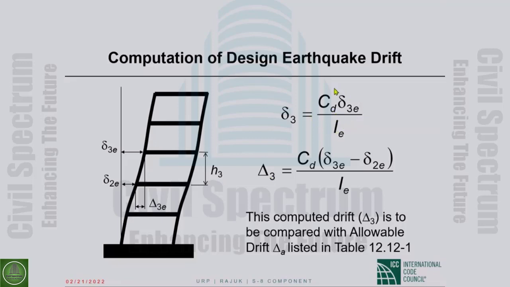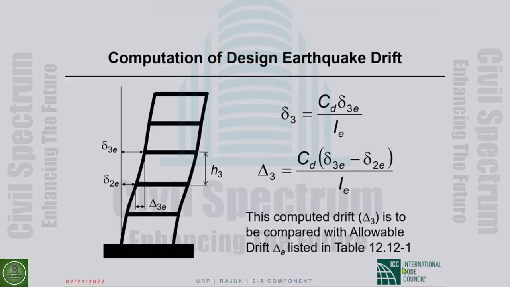So this quantity, C sub D times delta sub XE for floor level X divided by I, that quantity at the top of a story minus the same quantity at the bottom of the same story. If our story is the third story, that would be delta sub 3E minus delta sub 2E, divided by I, is the delta sub 3 that we check against the drift limit. I think you will find these slides very, very clearly made.